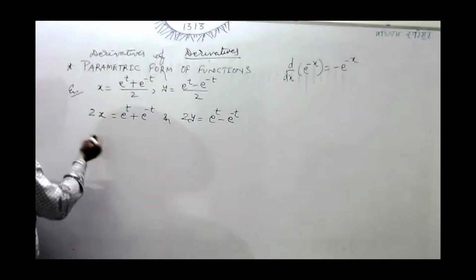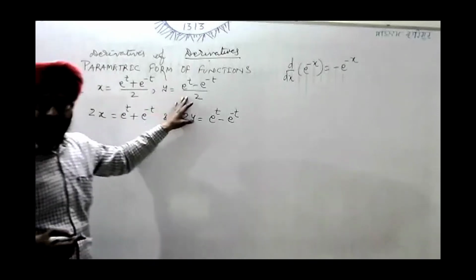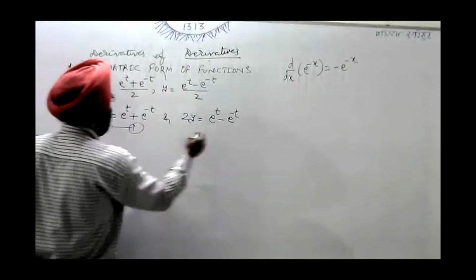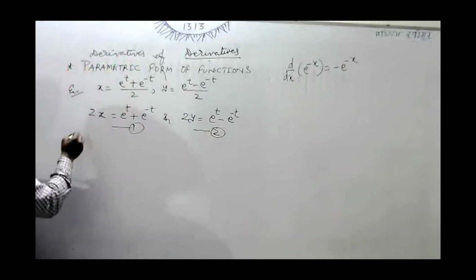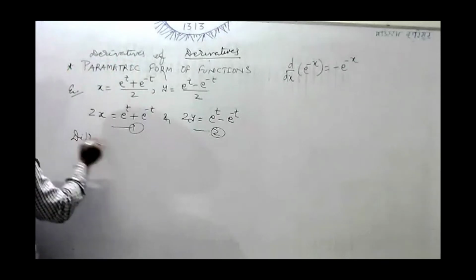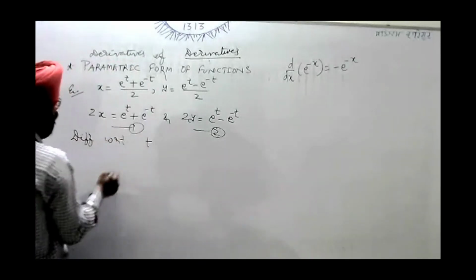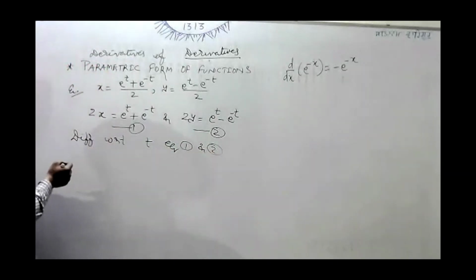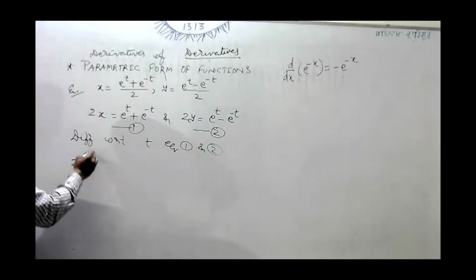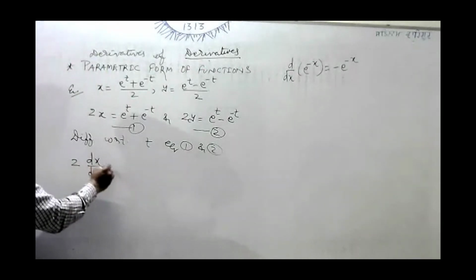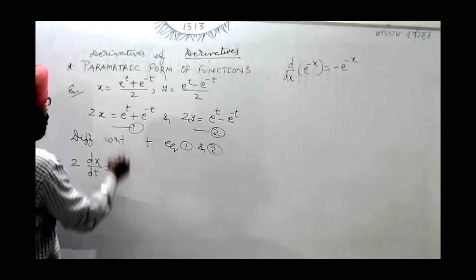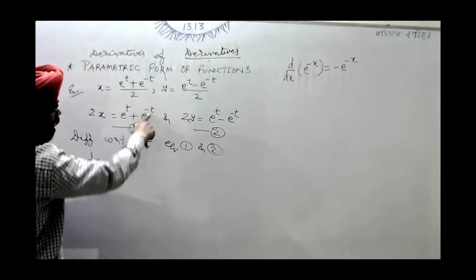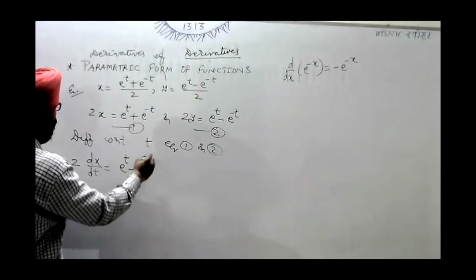How? Let's see. So far in the parametric case, we have to differentiate both of these relations with respect to t. This is relation 1, this is relation 2. Differentiate with respect to t, equations 1 and 2. Let's begin. Here 2 as it is, x becomes dx by dt is equal to first function e raised to the power t, this as it is. Second function, I have said, this will be minus of e to the power minus t.